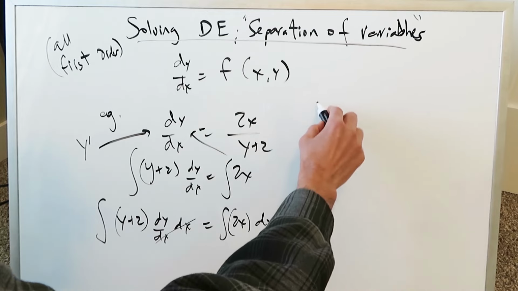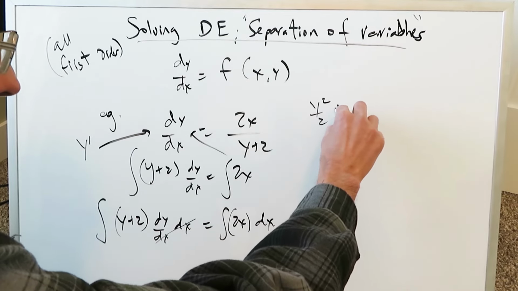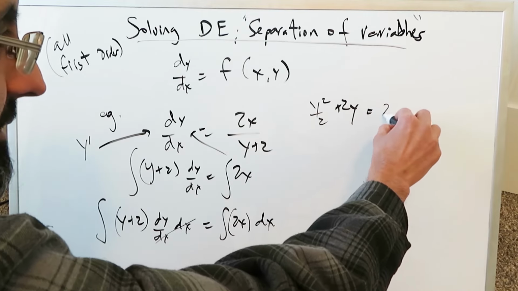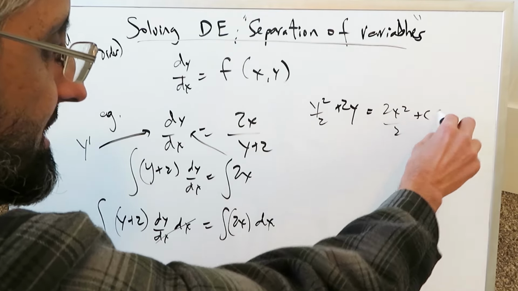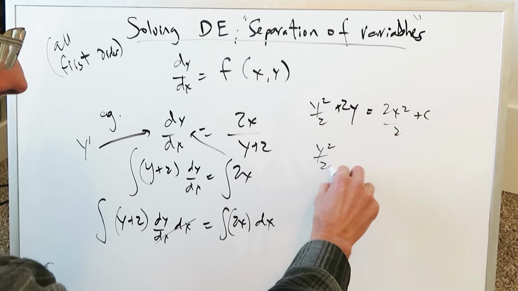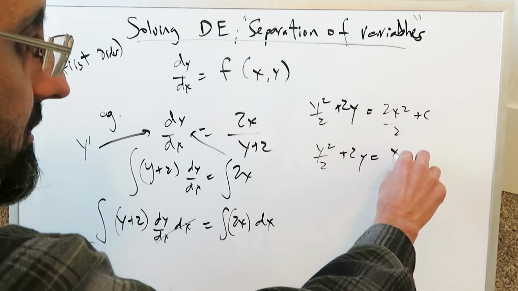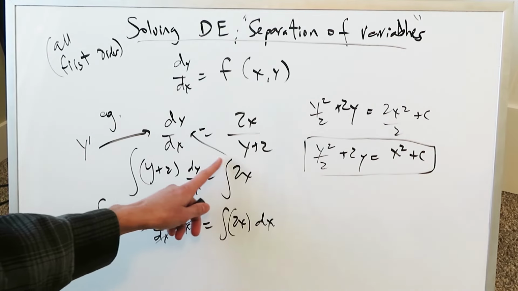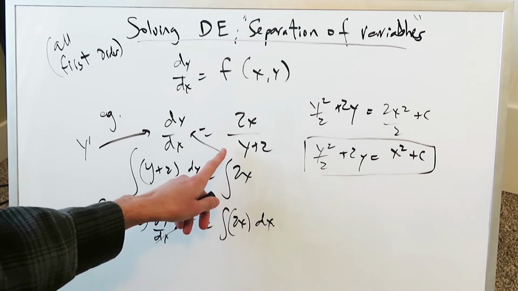It's not hard. You're going to generate y squared over 2 plus 2y, and then from here, don't forget the constant of integration. You'll have 2x squared over 2 plus c. Simplify it all. You'll have y squared over 2 plus 2y is equal to x squared plus c. This represents the expression or the equation for which this first order differential equation is true.